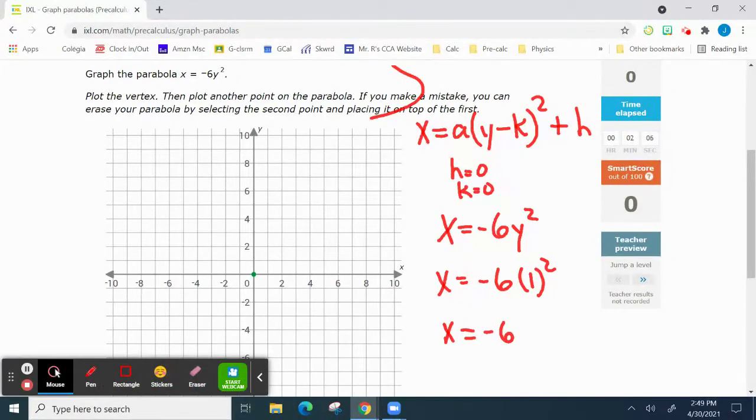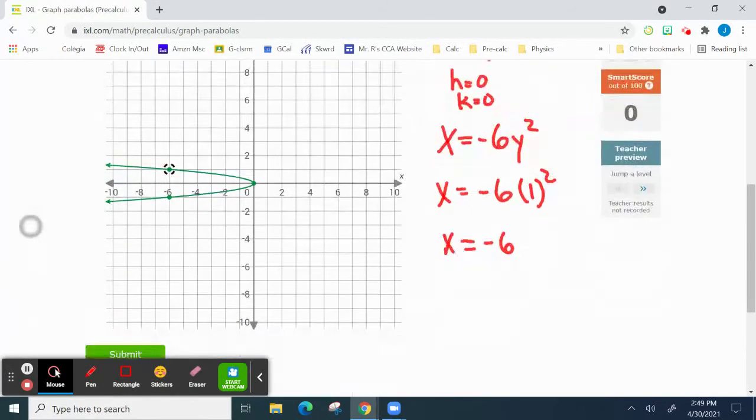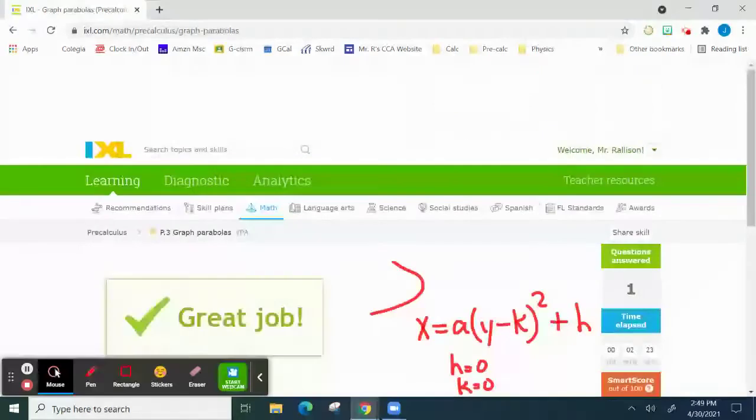So the big thing is you've got to start with the y and then do the x, right? So we're going to go up 1 to here, and then we're going to go over to negative 6. And we'll click there, and there's our parabola. And hopefully I won't get embarrassed by being wrong. Woohoo!